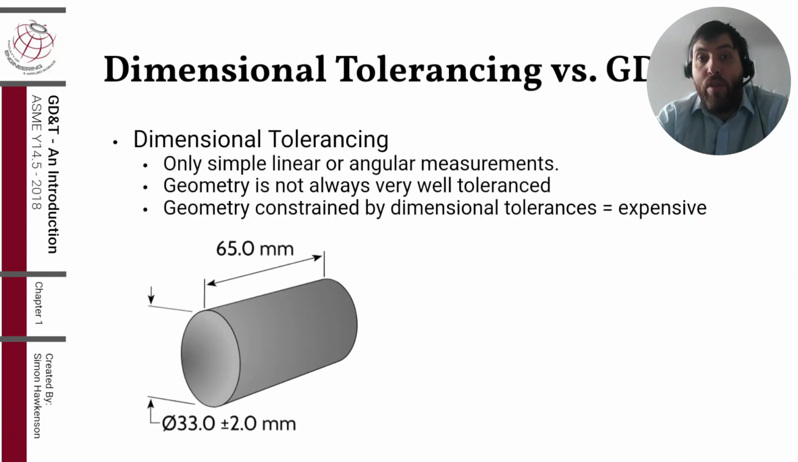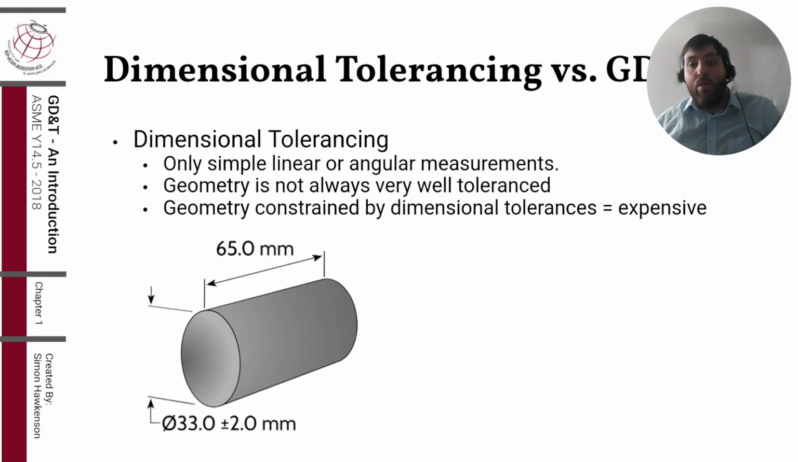So that begs the question, what is the issue with regular dimensional tolerances? Well, everything is basically just simple linear or angular measurements. That means that geometry is not very well toleranced. Let's use an admittedly silly example to demonstrate this point. Let's say we want a stainless steel cylinder with a nominal diameter of 33 millimeters. Maybe we're designing a metal rolling pin for baking, but we don't really care too much about what the actual diameter is. After all, what is plus or minus a couple millimeters for a rolling pin?